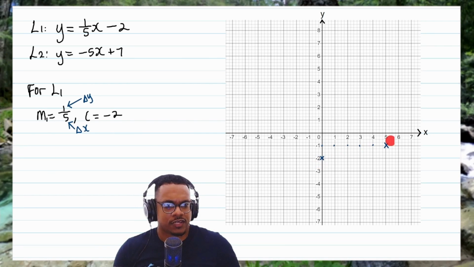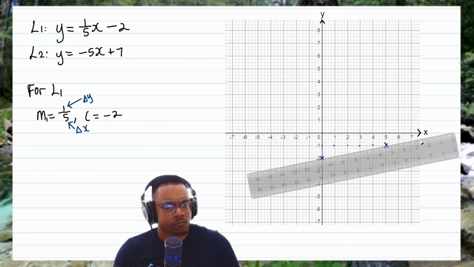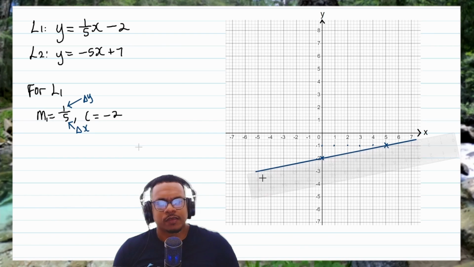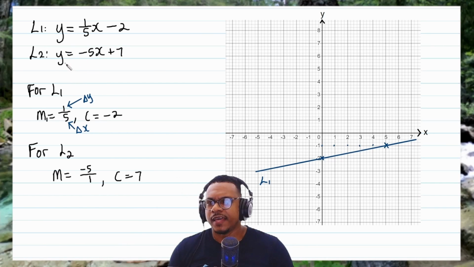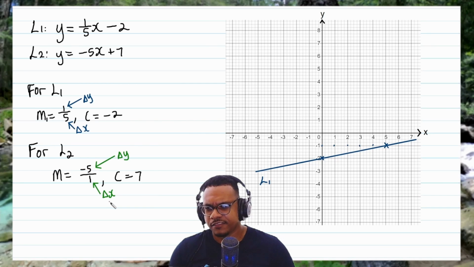So now I'll draw a straight line to connect these 2 points. And this will be my line L1. Now to look at the line L2. So for my line L2, my gradient m is negative 5, which is the same as negative 5 over 1. And my y-intercept is positive 7. So I wrote c is positive 7. So my change in y would be negative 5, and my change in x will be positive 1.